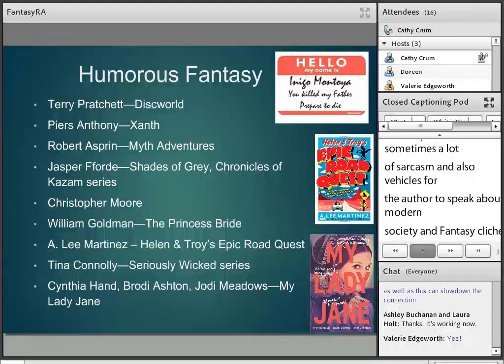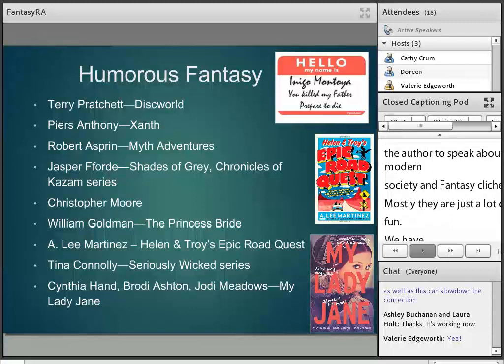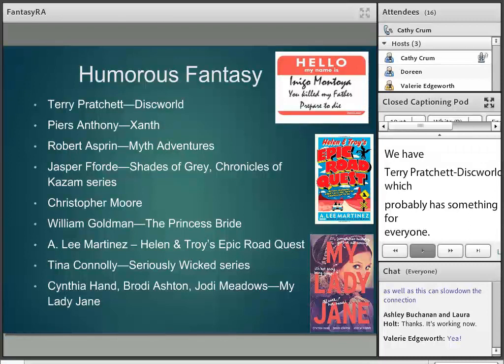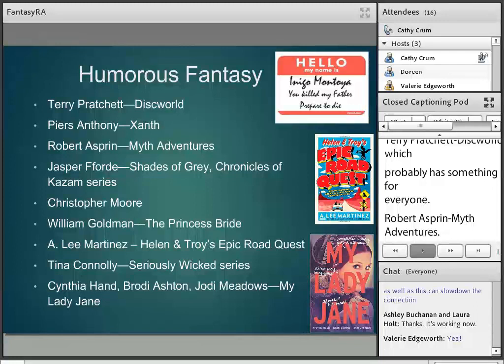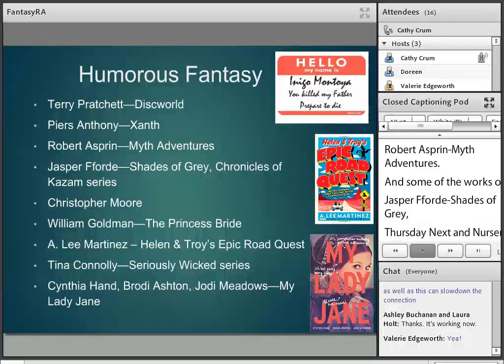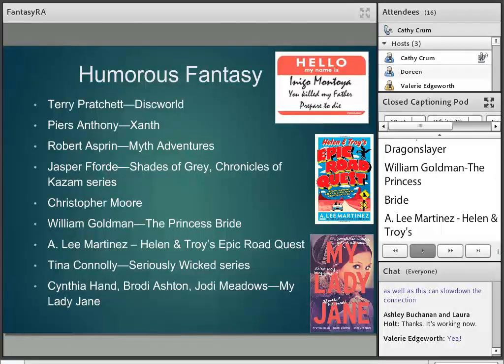You've got Terry Pratchett's enormous Discworld series, which probably has something for everyone. Piers Anthony's Xanth series, Robert Asprin's Myth Adventures, some of the works of Jasper Fforde and Christopher Moore, and that classic example of humorous fantasy, The Princess Bride by William Goldman. A few other titles: Aileen Martinez's Helen and Troy's Epic Road Quest. A Minotaur girl and a human boy are sent on a road quest across America.